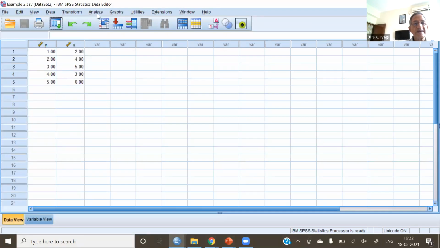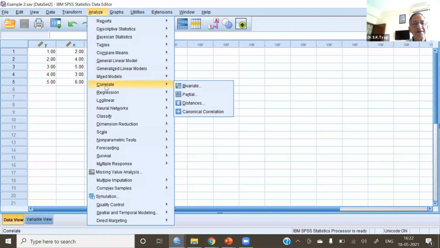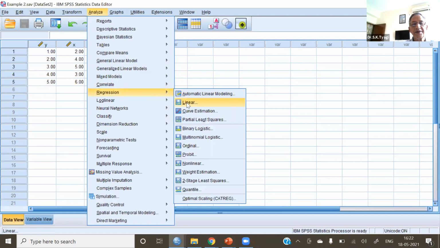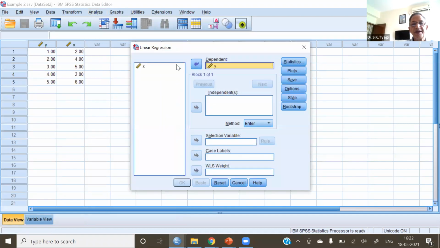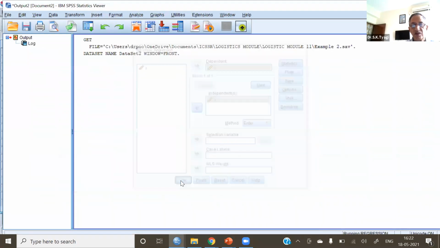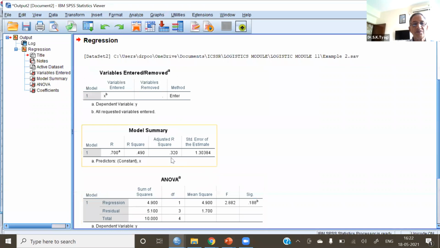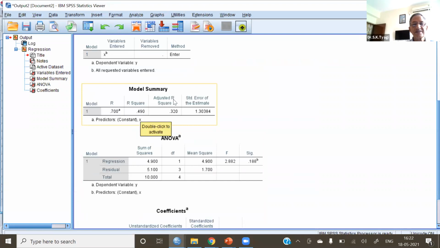This is the second example, and we go to analyze, regression, linear. Y is brought to dependent, X is the predictor. Click OK. See, these are the statistics it has calculated. R is 0.7, R square is 0.49, adjusted R square is 0.32. Regression sum of square is 4.9. Total is 10. And F value is 2.88.